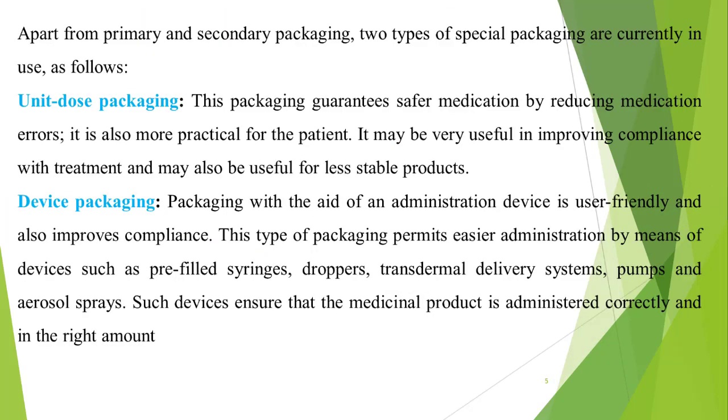So we have seen packaging. Generally we have three types, that is primary, secondary and tertiary. Apart from primary and secondary packaging, there are two types of special packaging currently in use. First one, unit dose packaging, another is device packaging.